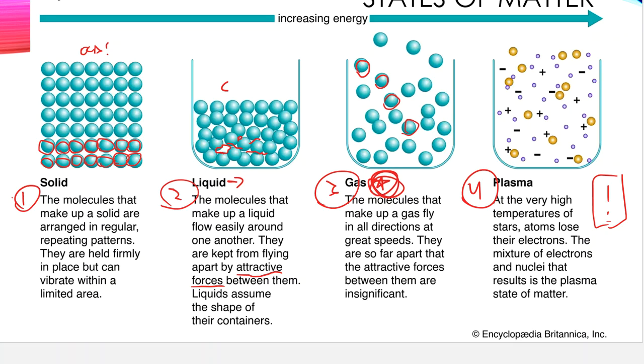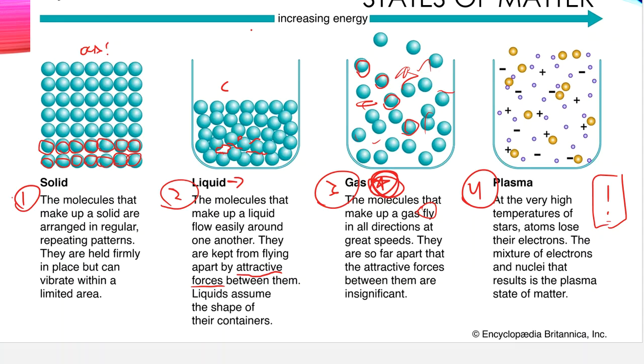All right, so these gas molecules, they are far apart. They do not see each other. They do not come in contact with each other most of the time. And they are free to go everywhere they want to go because they've got so much room to dance and play in. That is the gas structure. And if you look at the gas definition, it says the molecules that make up a gas fly. Ooh, doesn't that sound nice? Fly in all directions at great speeds. They are so far apart that the attractive forces between them are insignificant.